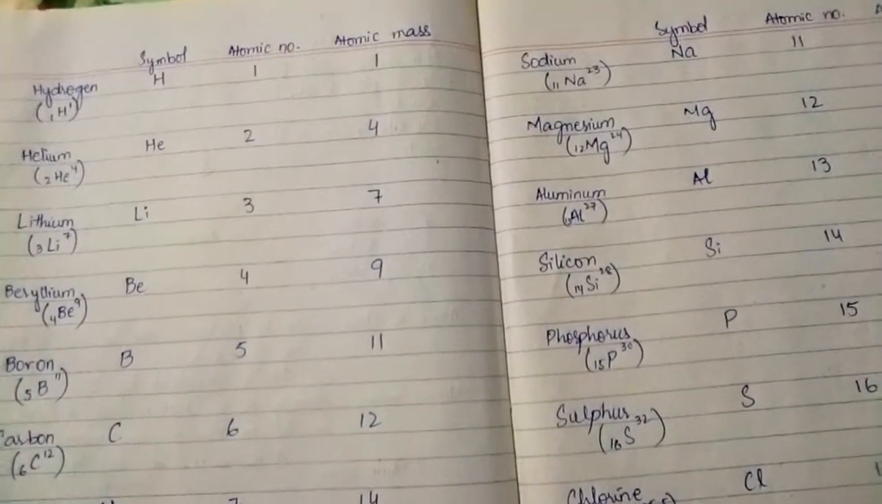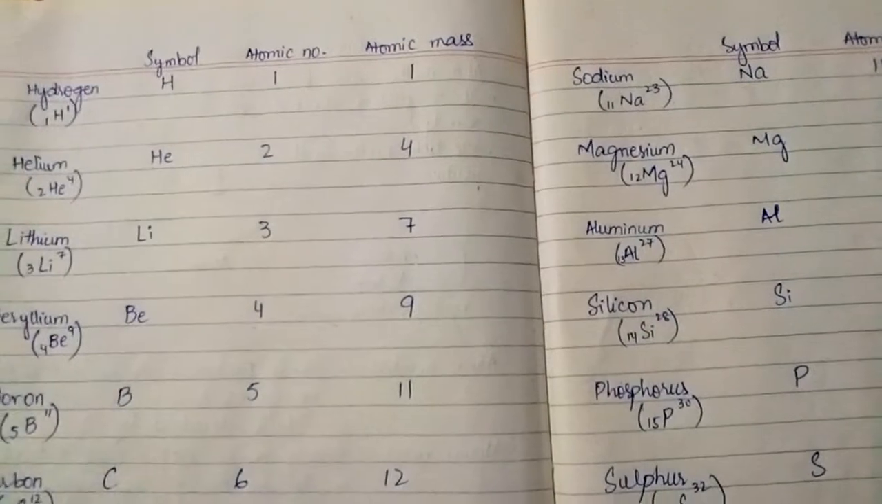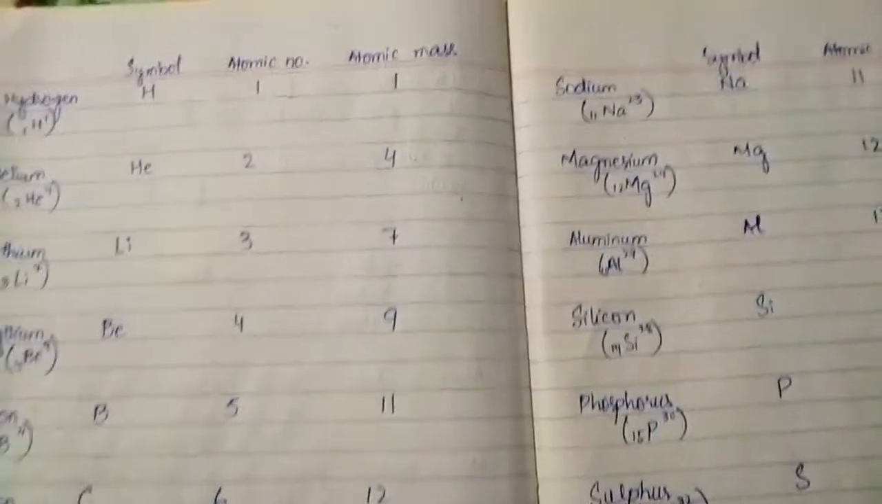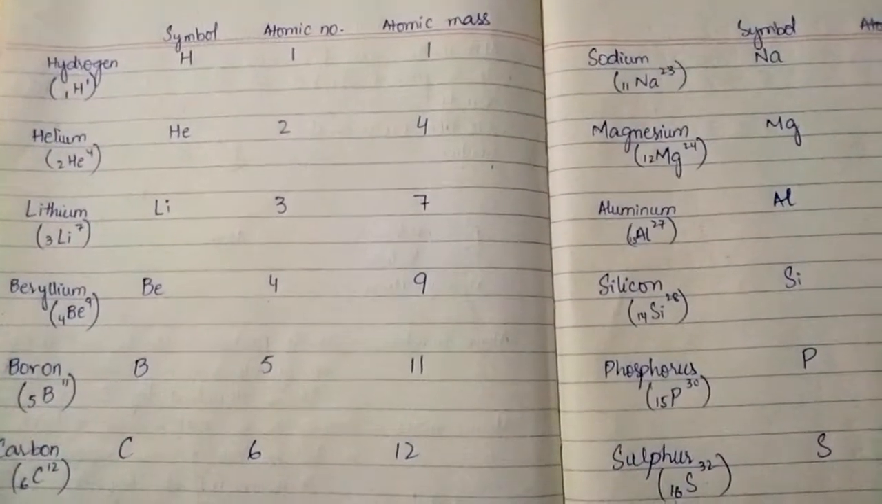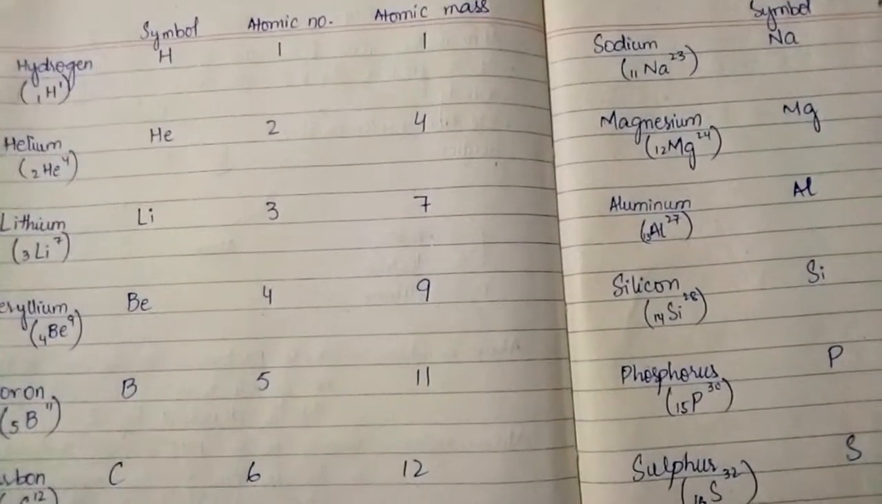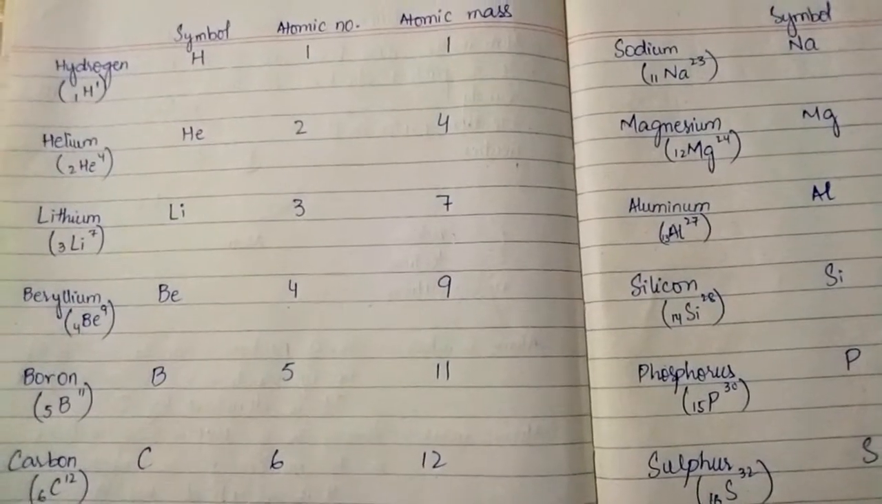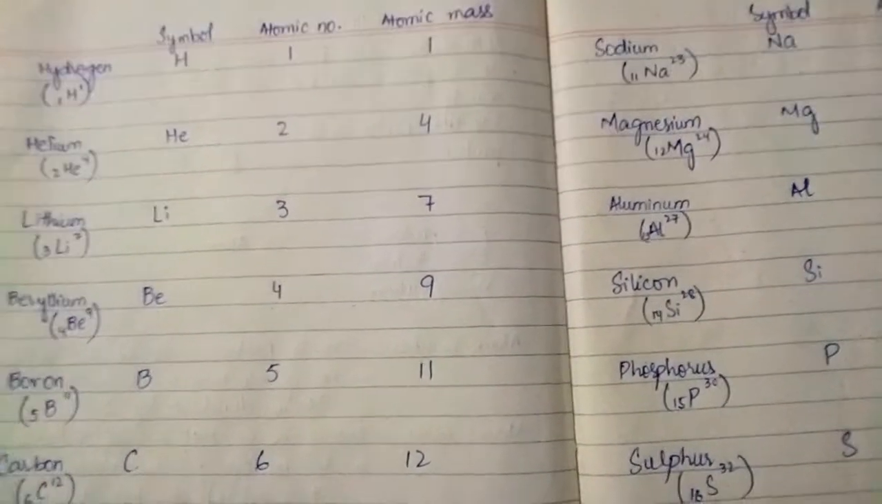ठीक है, start with hydrogen. Hydrogen का symbol is H. The atomic number and atomic mass both is 1, which is very easy to remember. The second element is helium. Helium का symbol is He. Atomic number is 2 and atomic mass is 4.